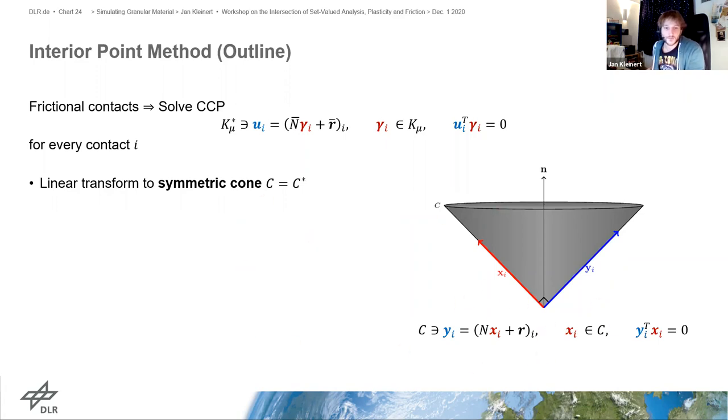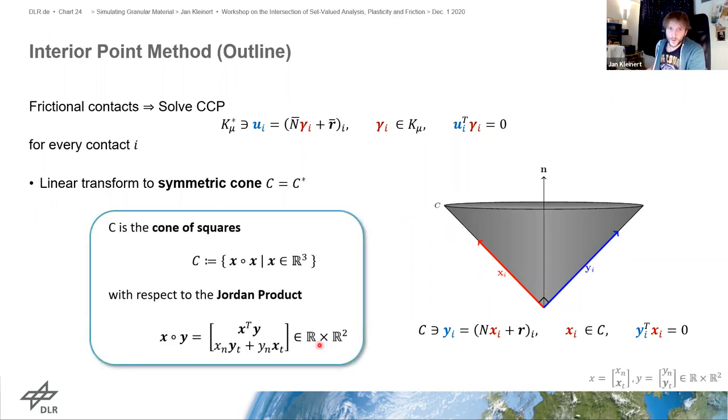Okay, so why am I doing this? Well, this self-dual cone C here is the cone of squares with respect to the Jordan product, which is a product for three-dimensional vectors. So I have one three-dimensional vector and another one, and you can calculate the product and get a three-dimensional vector out of it again. And if you look at all the square vectors with respect to this product, you end up with this set. And I will use this later on.